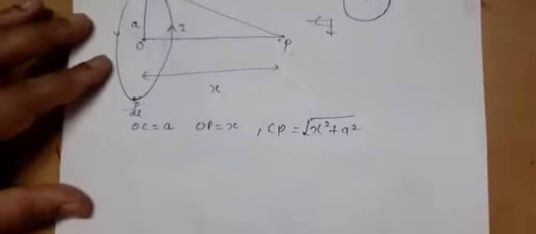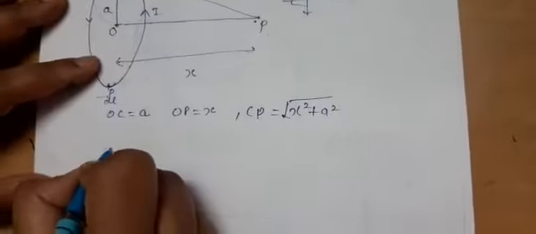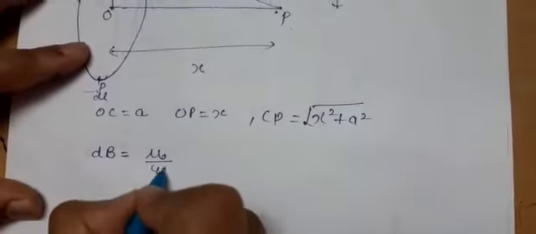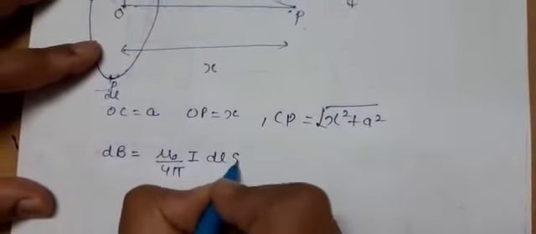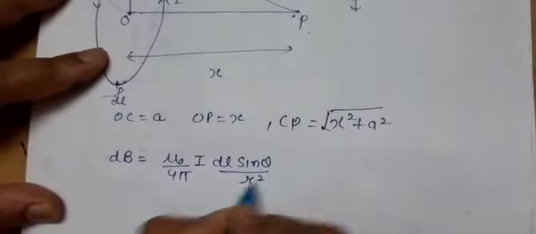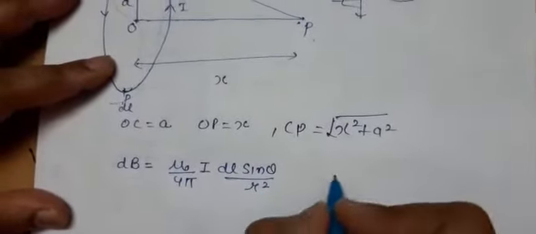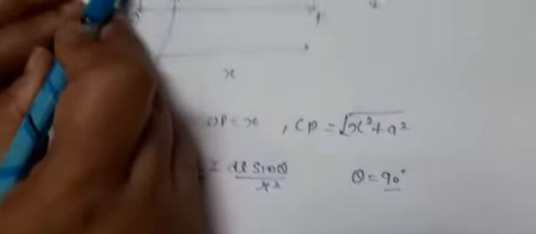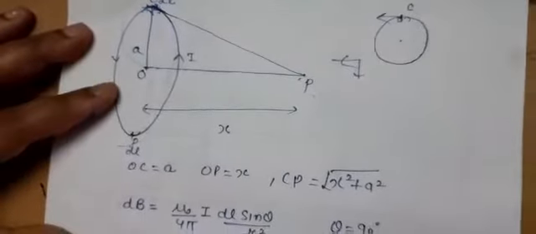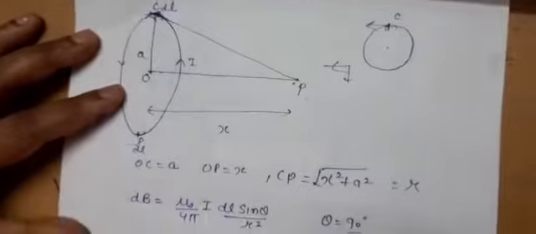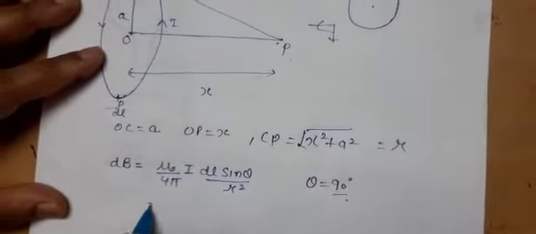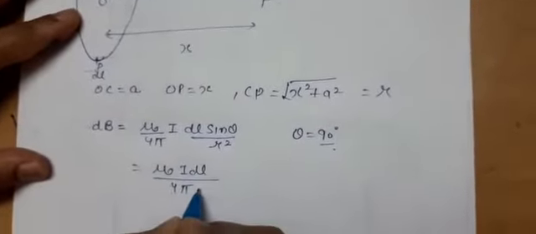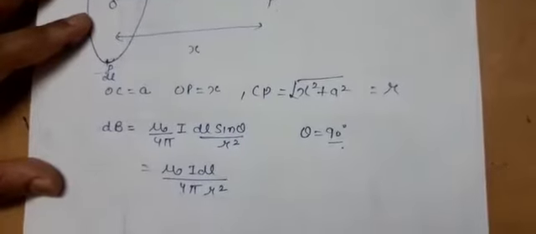Now the magnetic field at P due to the small element at C will be mu naught upon 4 pi, I dl sine theta upon r squared. This is the basic Biot-Savart's law. Theta here is 90 degrees, the angle between the length element dl and CP, which is taken as the distance r. So now it is mu naught I dl upon 4 pi r squared. You can substitute its value later on.